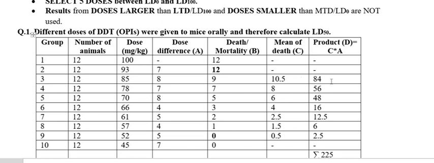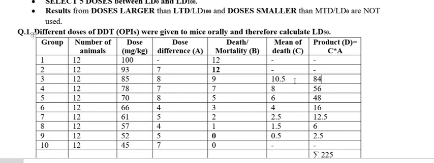And the last is the product. So what is the product? Product means the multiplication of interval mean of death and dose difference. So C into A. What is C, A? C is the interval mean of death and A is the dose difference. This multiplication is called product.